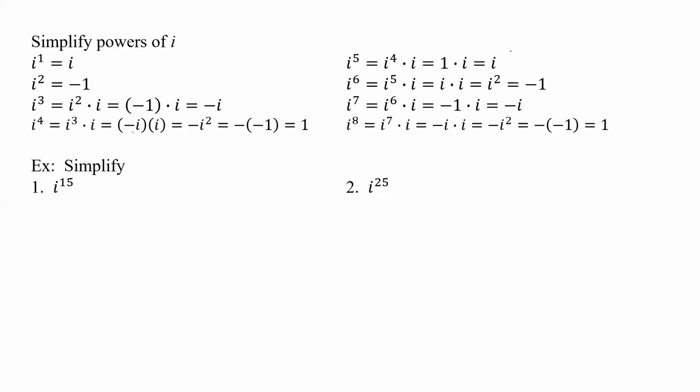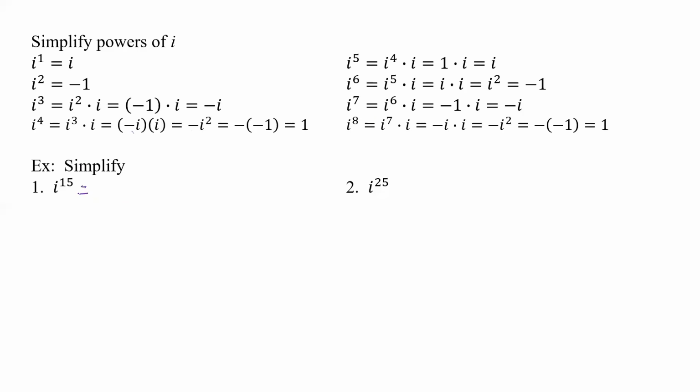And so you can see they kind of follow a pattern here, 1, 2, 3, 4, then 5, 6, 7, 8. 1 and 5 are the same, 2 and 6, and 3 and 7, 4 and 8. And so that's kind of what we're going to do to simplify these, okay?